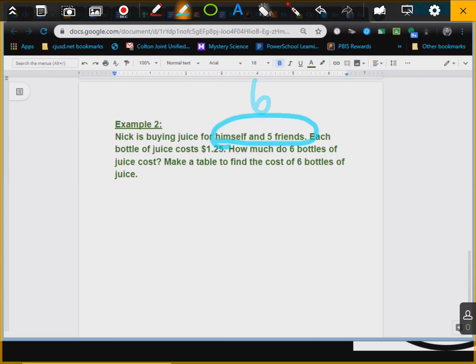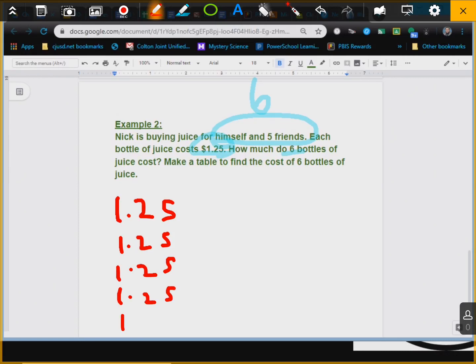I'm going to put 6 up here so I know. Each bottle of juice is $1.25. How much do 6 bottles of juice cost? Make a table to determine the cost or find the cost of 6 bottles of juice. So we got $1.25, and that's just going to be 6 times.